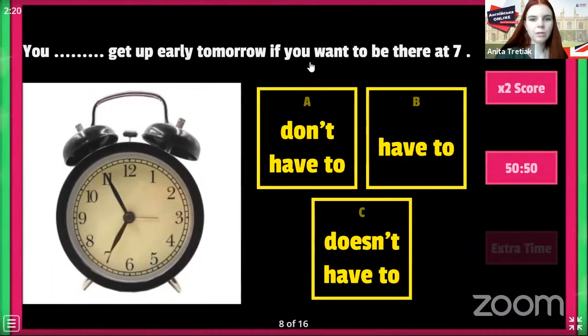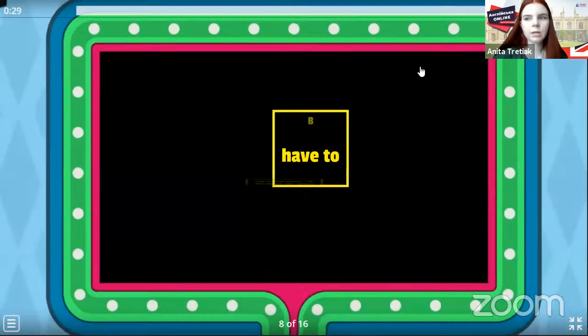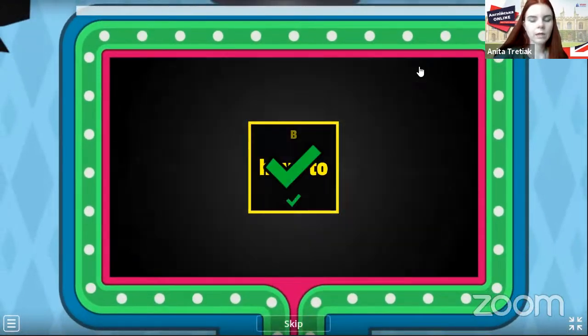You get up early tomorrow if you want to be there at 7. Don't have to, or doesn't have to. So your answer? A, B, or C here? Okay. And you think it's B. Let me check. That was correct.